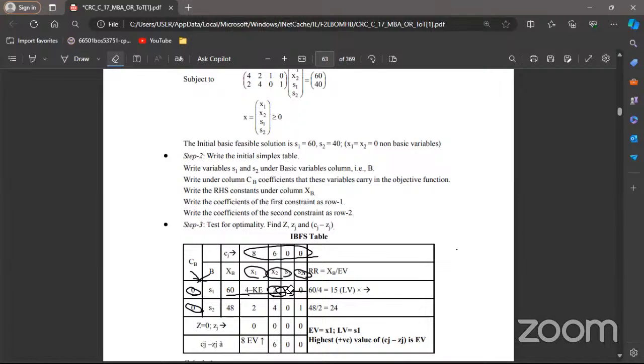I will erase it. Okay. See here, objective should be written on the top and constraints will come below. Okay. Yes? Yes, madam.